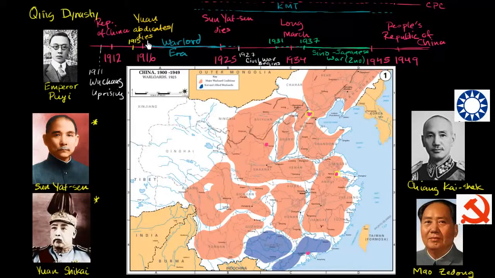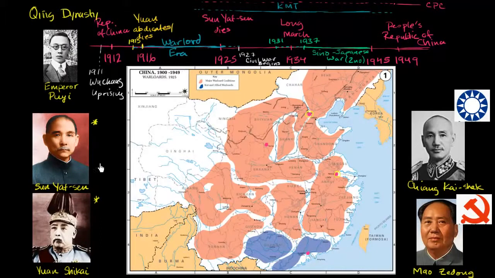Once you have Yuan Shikai abdicating and then dying in 1916, and even prior to that, when he declared himself emperor, people did not want to pledge allegiance to Yuan Shikai. And so you had what is known as the beginning of the warlord era in China. And this is a fragmented period where you did not have any centralized leadership. And each of these regions, this map over here, shows the rough picture of what the warlord era looked like. Each of these regions was controlled by a different warlord who was in charge of a different military.